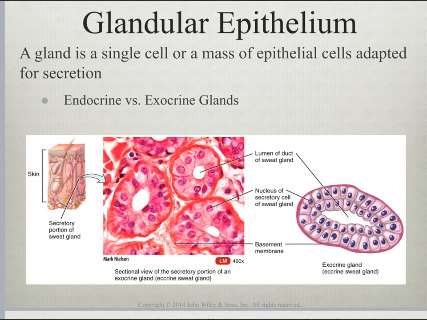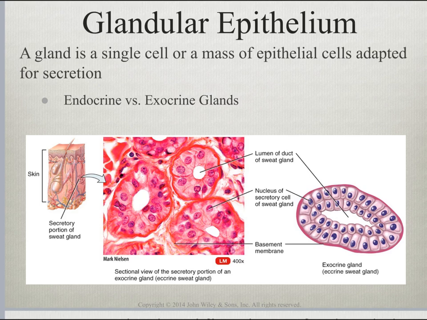Let's look at a sectional view of a secretory portion of an exocrine gland. So this is an eccrine sweat gland. If you think about sweat, its location is in the dermis, or the skin region. We're talking about pushing water or waste out onto the surface. So this is an exocrine sweat gland.